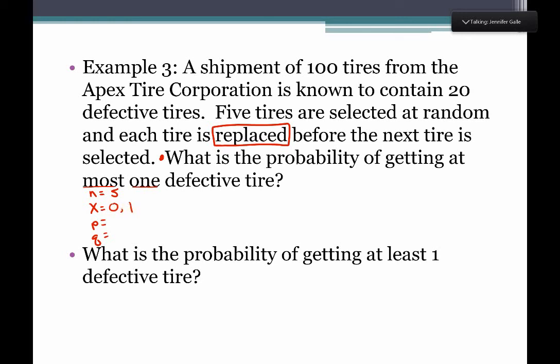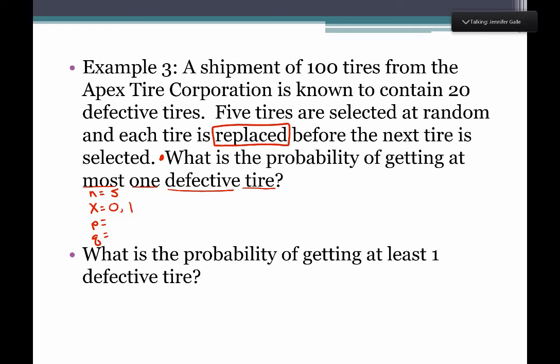Now here's the tough part. Here's the big reason why I selected this example. What's considered a success? The defective tire is considered a success. That's what I'm looking for. Defective tire is what I'm trying to find the probability of. Now, from the company's point of view, is a defective tire a success? No. But for our binomial experiment, when we want to find the probability of at most 1 defective tire, the defective tire is our success.